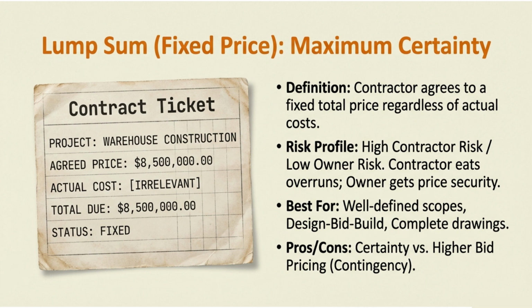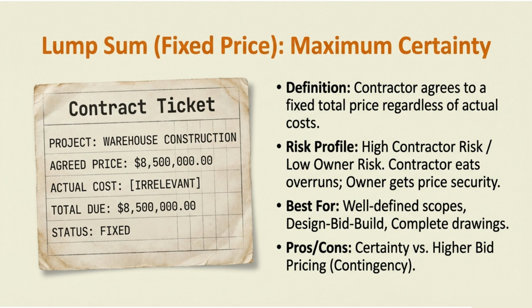Notice that actual cost is marked. The contractor could spend $7 million or $10 million to complete the work. Doesn't matter to you. You're paying $8.5 million. Risk profile: high contractor risk, low owner risk. The contractor eats overruns. You, the owner, get price security. Sleep easy. Well, easier.